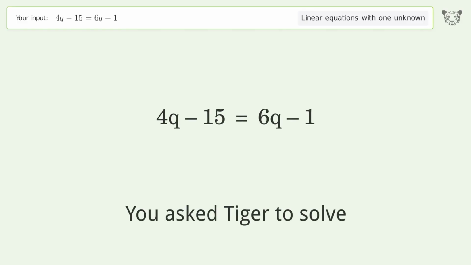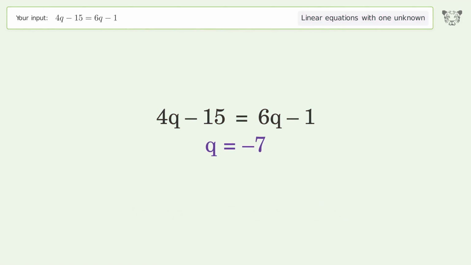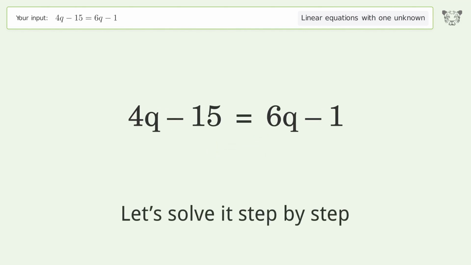You ask Tiger to solve. This deals with linear equations with one unknown. The final result is q equals -7. Let's solve it step by step.